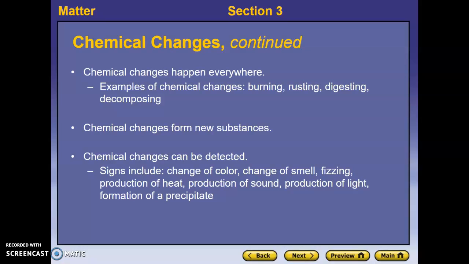But anyway, what I was talking about here is the idea of production of heat, production of sound, and production of light, all of which are energy changes. It could be any kind of temperature change. It could be heat given off, but it could actually be energy gained, which causes its temperature to change and get colder.